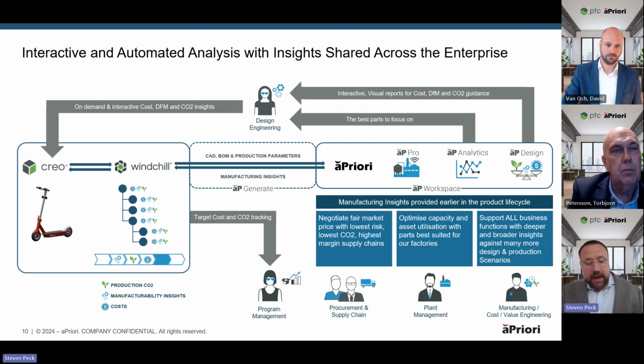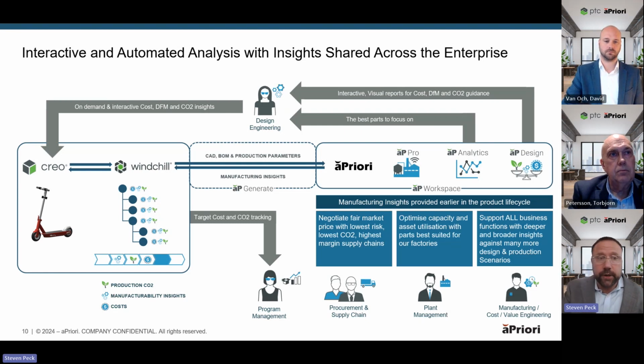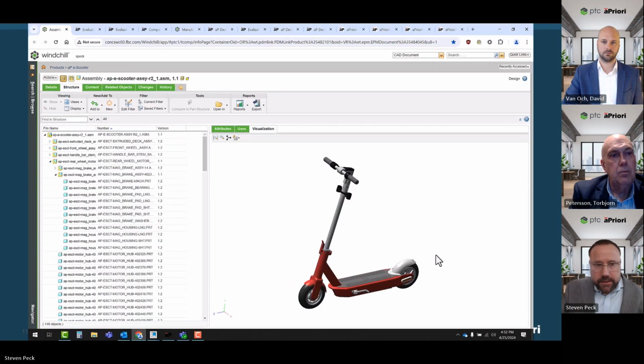So with that said, I want to jump into the product here, and we'll review the product working in conjunction with Creo and Windchill and give you a feel for how this product actually works and what it can do and what it might mean within your organization. So we have a video that I'm going to start here.